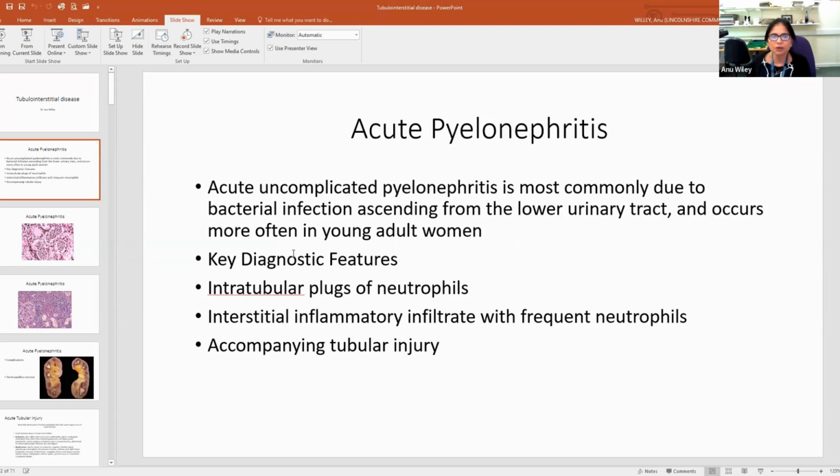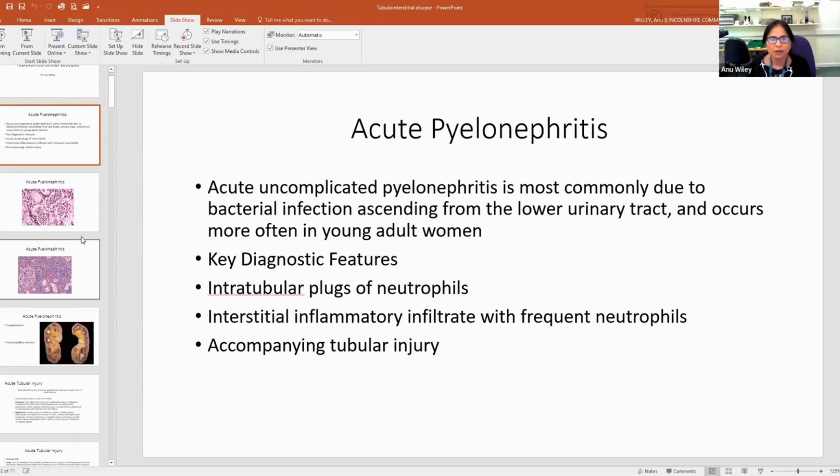I'm not going to spend a lot of time on certain things because a lot of you will know about certain common diseases. Acute pyelonephritis is one of the common diagnoses, but fortunately for us, it is becoming a lot rarer. Most of the time, clinicians make a diagnosis clinically, so we do not tend to get biopsies of this condition very often.